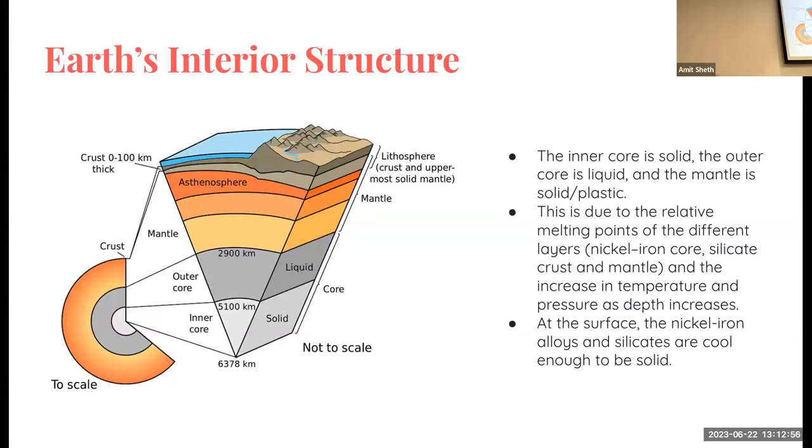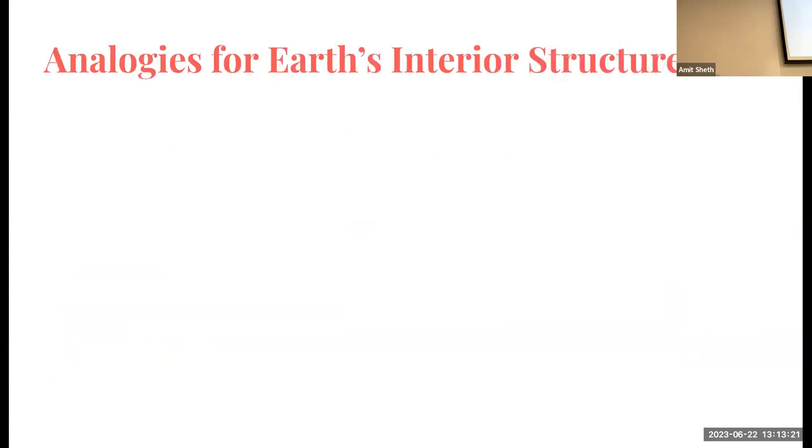There's another analogy, Earth's interior structure. Have you come across this picture or this concept before? There are four things: the crust, the very outer part of the Earth, then the mantle, then the outer core and the inner core. If someone asks you to explain this to someone else with an analogy, what would you use?